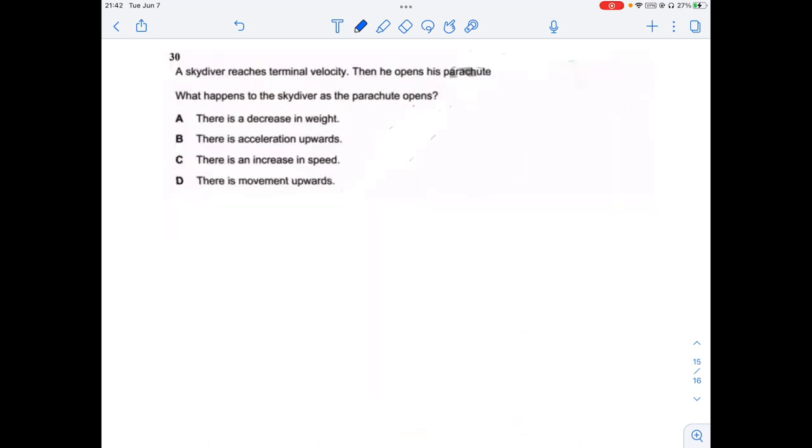Now coming to question number 30. A skydiver reaches terminal velocity. Just now we have done it in the previous question also. Terminal velocity, then he opens a parachute. So obviously the skydiver will continue to go downwards and the acceleration will be going upwards. So what happens to the skydiver as the parachute opens? The direction of motion will continue to be downwards, whereas the acceleration will be upwards, so that he will be slowing down. So that's going to be the answer, option B.